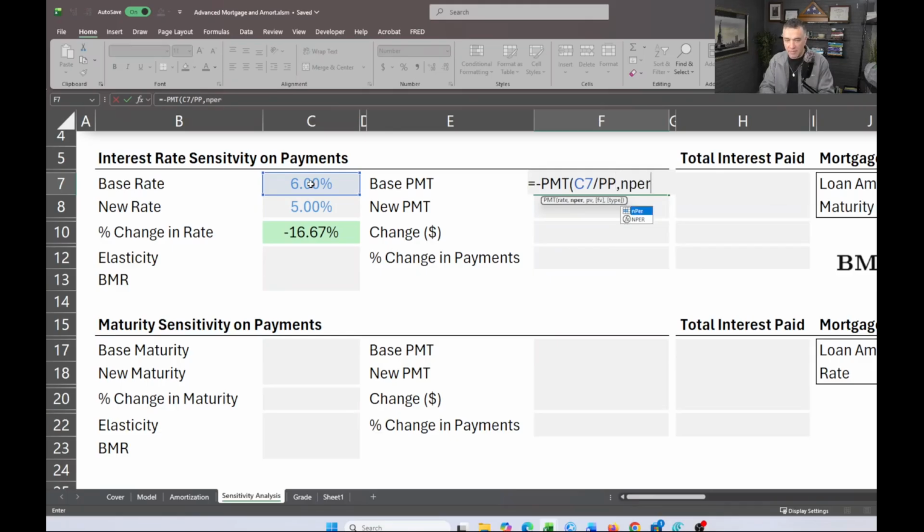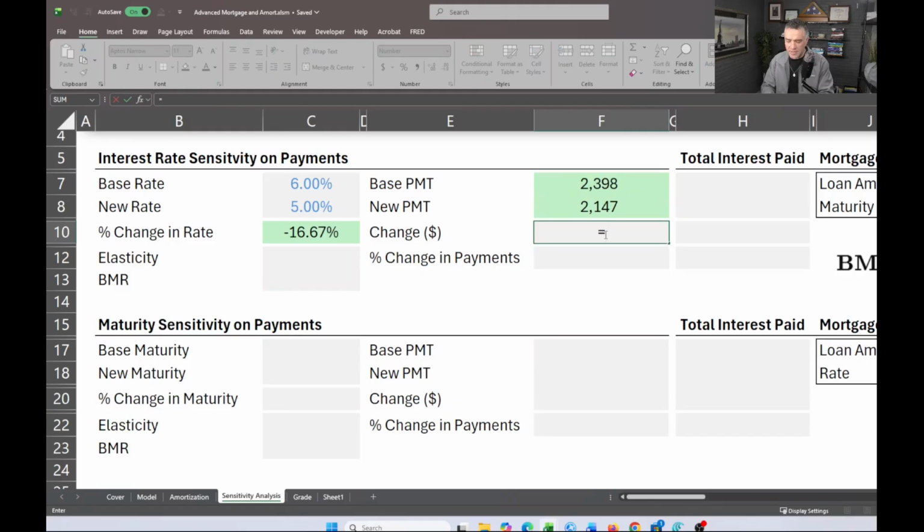Next, we want to know what the NPER is, where we enter 30 years. What is the loan amount? What's the future value, which is going to be 0. And then we can close that up. So here's the payment. Now we want to know the new payment. That's going to be the negative PMT. It's going to be that interest rate divided by monthly payments, NPER. So everything's the same, really, besides the interest rate. Loan amount, 0 future value, and then close it up.